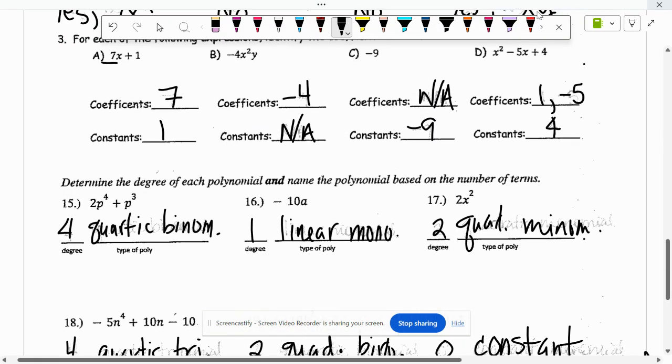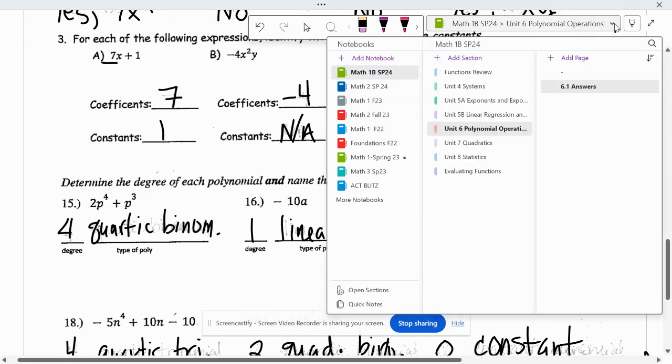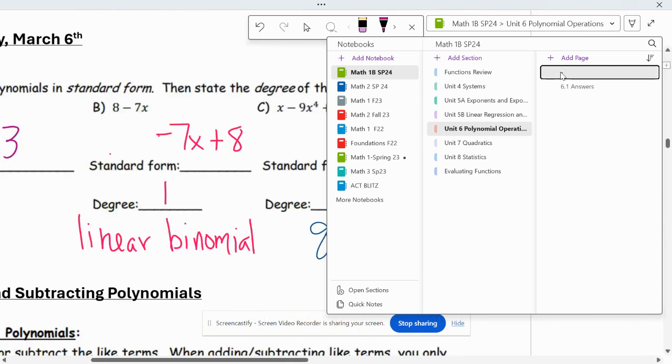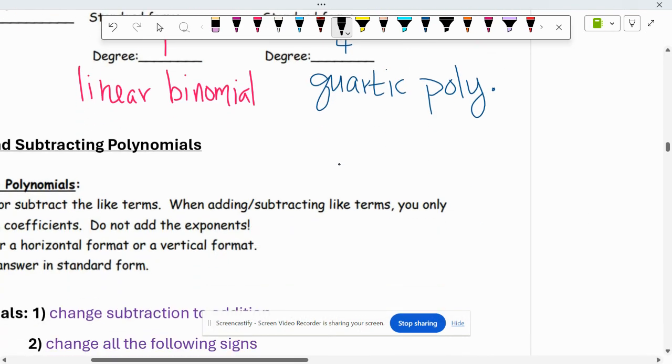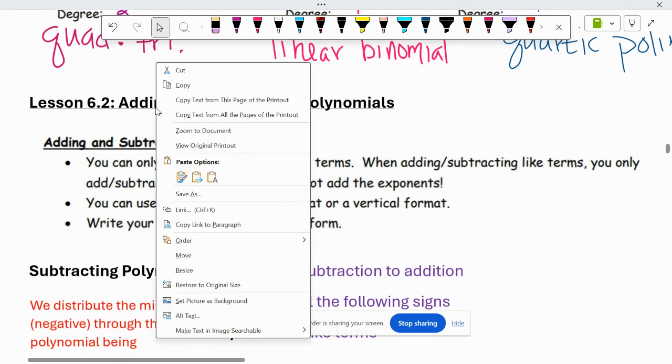Okay, so let's go to page 4 of our note packet. Today we're talking about adding and subtracting polynomials. Today's lesson is going to be about adding and subtracting polynomials.